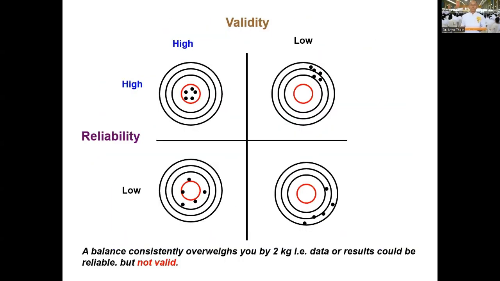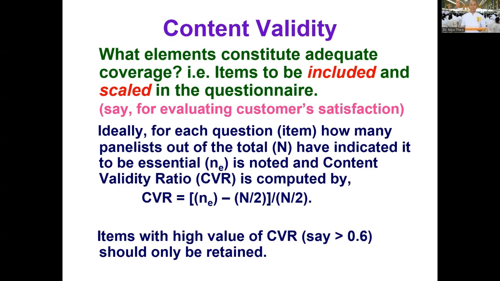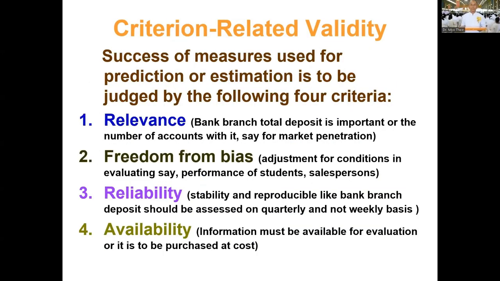So lastly we are discussing criterion validity. Here the first is content validity, second is criterion-related validity, and third is construct validity. So now we are discussing the second one, criterion-related validity. The success of measures used for prediction or estimation is to be judged by the following four criteria: relevance, freedom from bias, reliability, and availability.